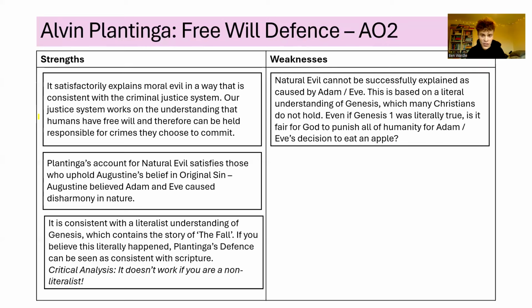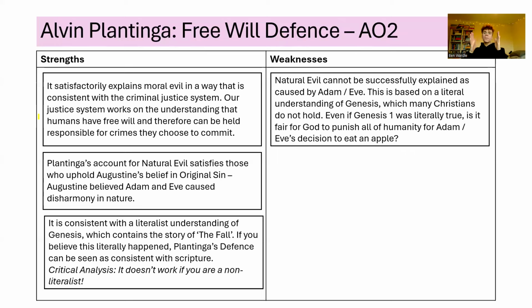What are the problems with it? Let's build on what I've just said, actually, because my first weakness is that natural evil cannot be successfully explained as being caused by Adam and Eve. This is based on a literal understanding of Genesis, which, as we've said, many Christians do not hold. And then going further, developing that evaluation point, even if Genesis 1 was literally true, is it fair for God to punish all of humanity for Adam and Eve's decision to eat an apple?